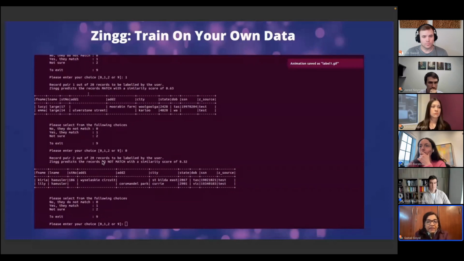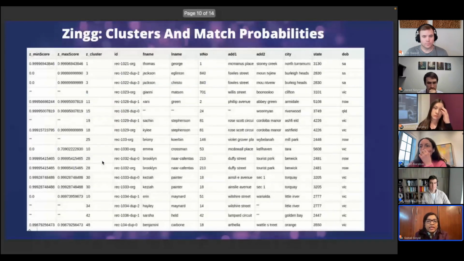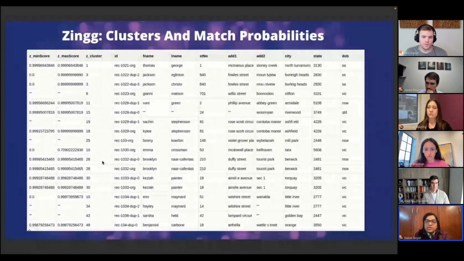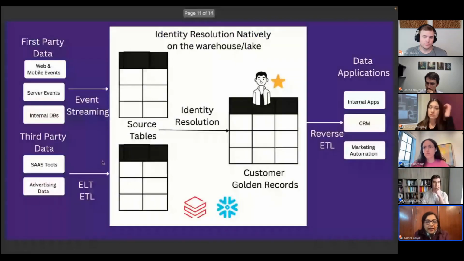And once we have a trained model, Zingg comes out with the cluster IDs. And if you look at this, the second and third rows, which are duplicates and belong to the same person, share the same cluster ID. We also provide the matching probabilities of how close these records are to each other. So one common deployment pattern that we see is that Zingg is run on extracted and staged data directly and natively on the warehouse or the lake.